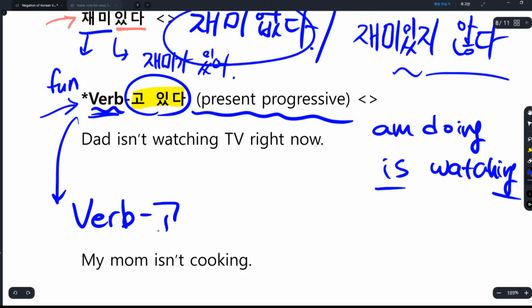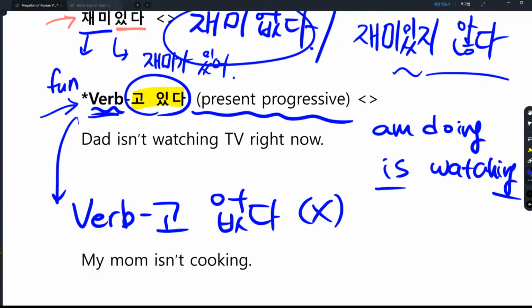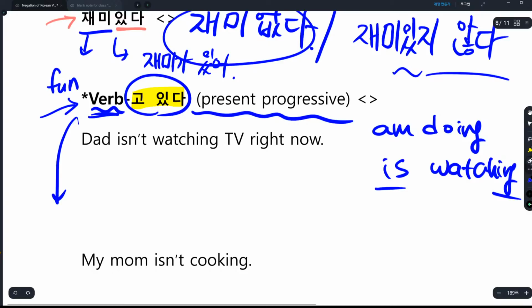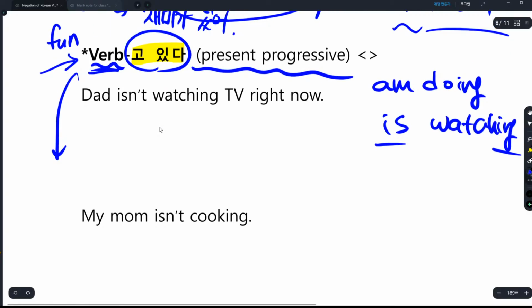But when you want to negate present progressive, it does not work like this. 고 없다. This does not exist, guys. Verb 고 없다 does not exist, and there's a different way where you can negate 고 있다, the present progressive form, which we're gonna learn right now.